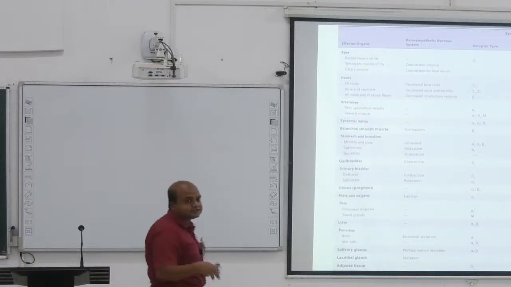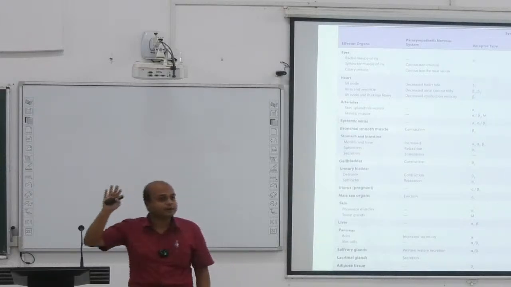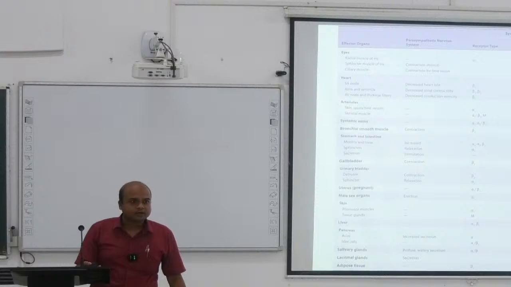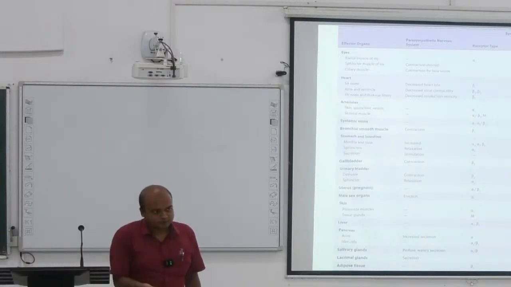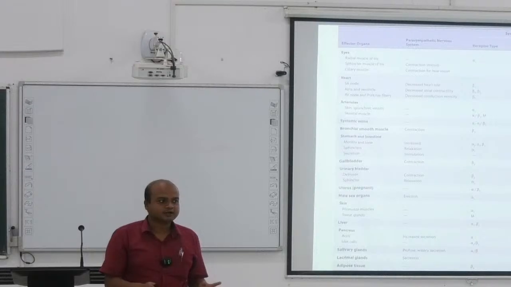Likewise, stomach and intestine, parasympathetic. Stomach, intestine, all GI secretions will be increased by parasympathetic. Neurotransmitter again is acetylcholine, receptor type muscarinic, postganglionic. At the postganglionic neuron, that means at the effector organ, muscarinic.